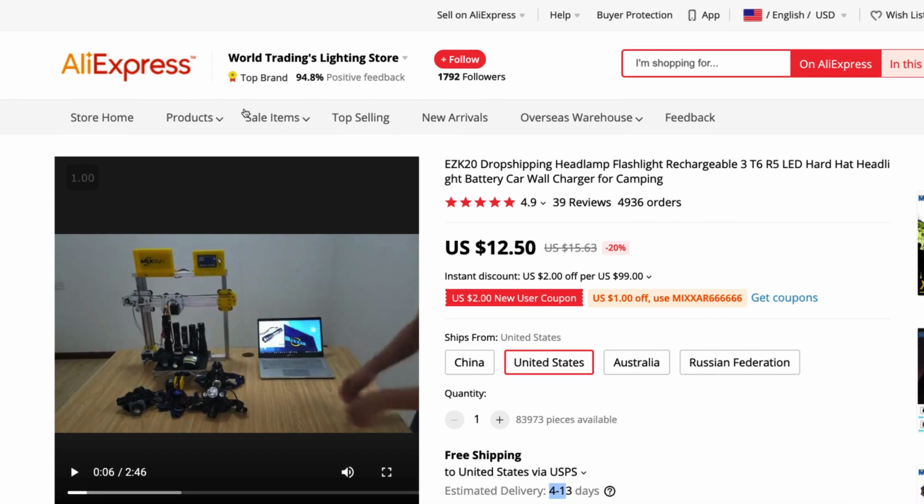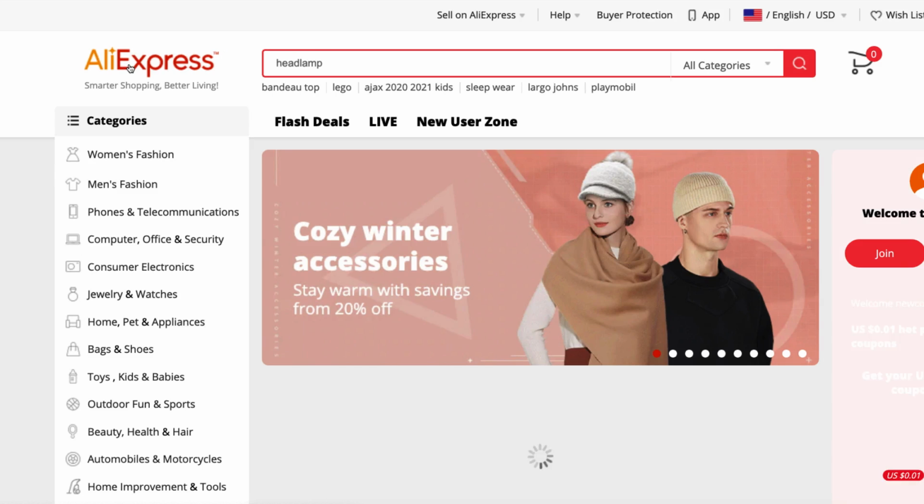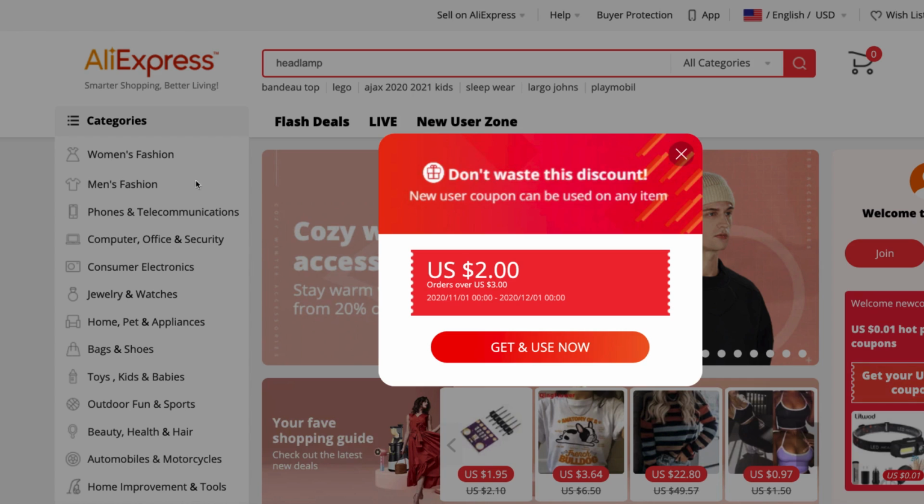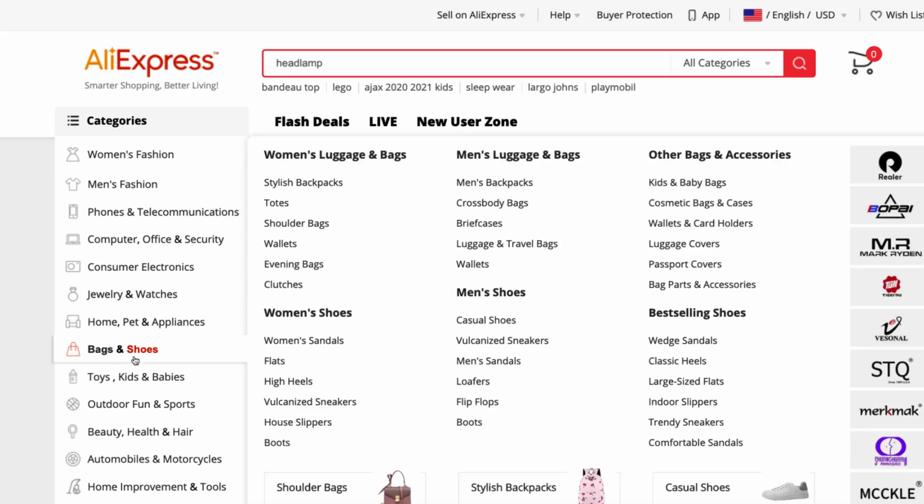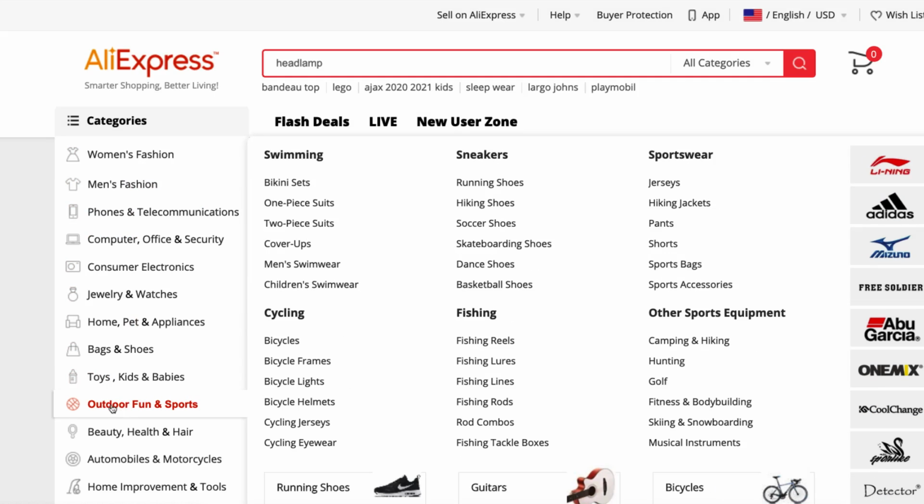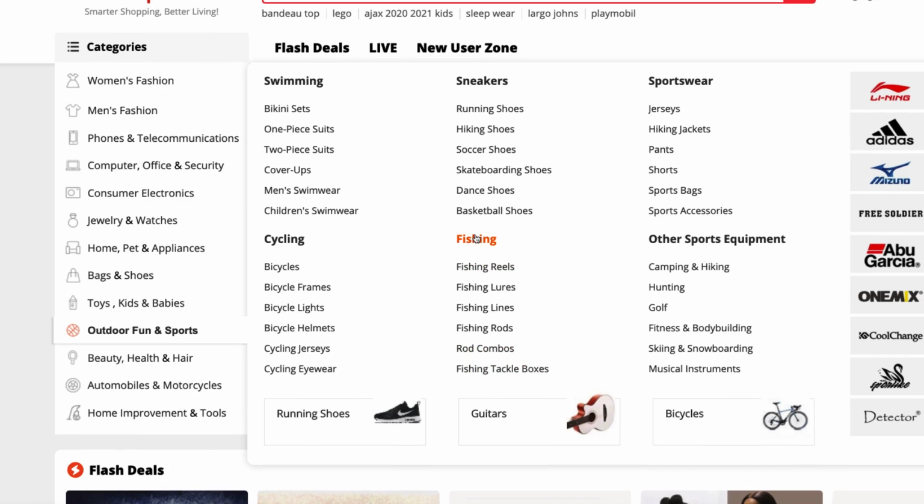the different categories. Let's go back home, and we're going to go right over here in the menu, and we're just going to go through the categories, and we're going to look for fishing over here. It should be here, maybe in outdoor fun. I don't see it. Yep, right here. There's fishing right there. So we can go into any of these, and no matter which one we go into, we're going to see different kinds of products. So let's just click right here into fishing.